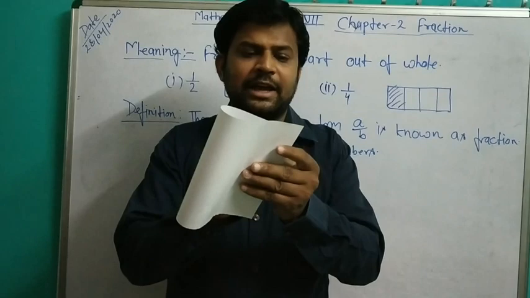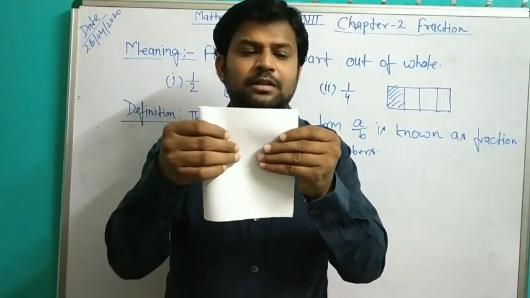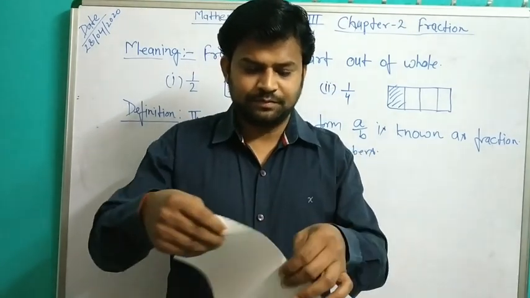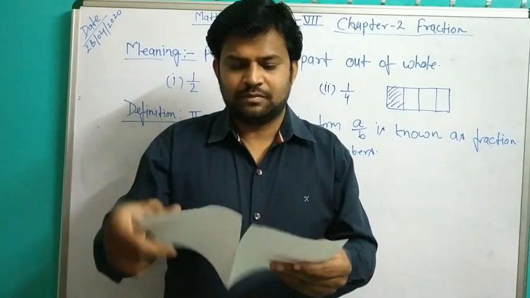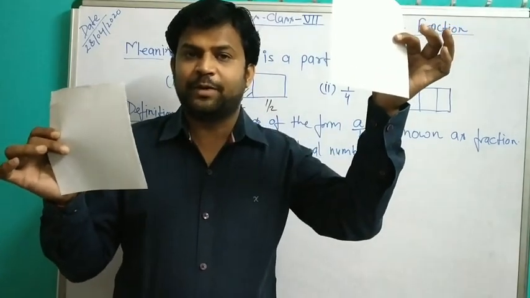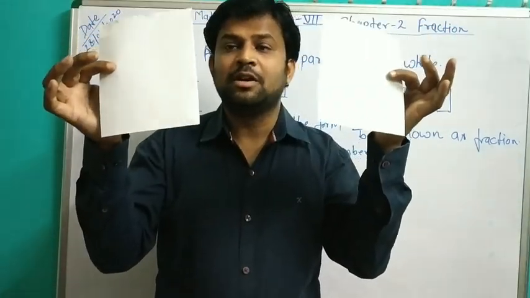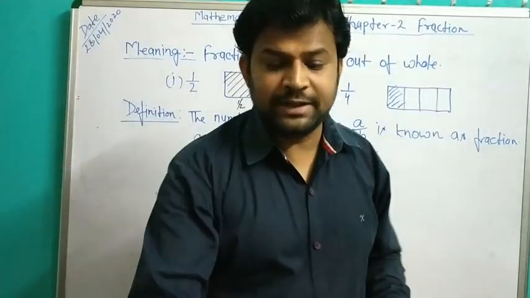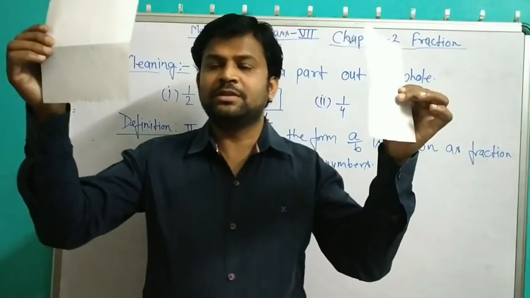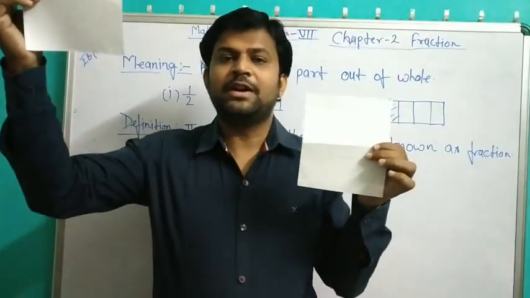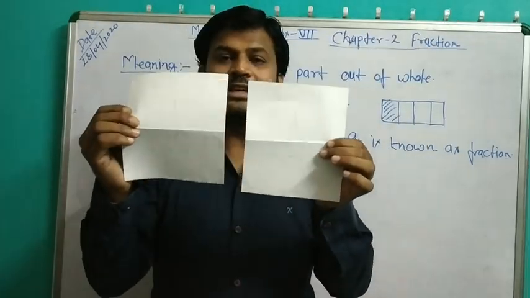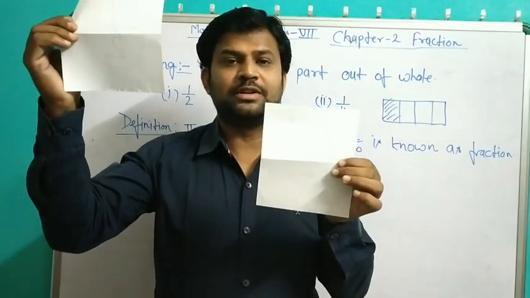One paper, and we divide it equally into two parts. One part and the rest part. Both parts are the same because both are equally divided. Then we get one part out of these two parts, and the rest part is also one part out of these two parts.